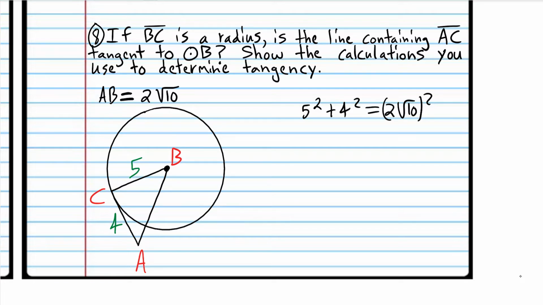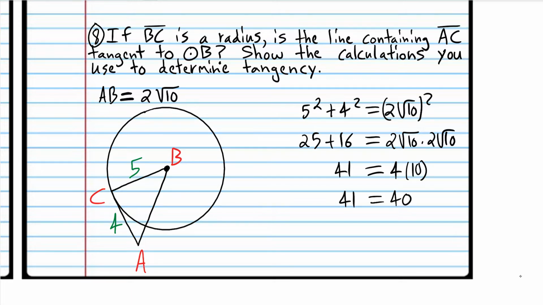And if that's true, then the line must be tangent to the circle. And that's what the problem is asking. They want to know if the line is tangent. So let's do this. 25 plus 16 is equal to, that would just be 2 root 10 times 2 root 10. So 2 times 2 is 4. And root 10 times root 10, remember that just turns into 10. You don't really have to show that work if you don't want to. I'm just trying to give you step by step. 25 plus 16 is 41. So we have 41 is equal to 40. And that is not correct, so we have to put not equal to in all these.